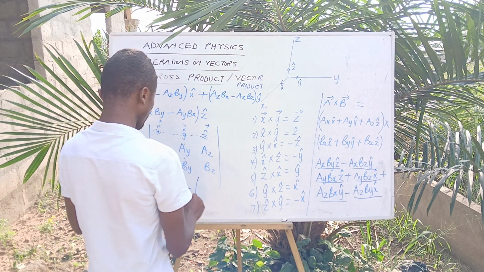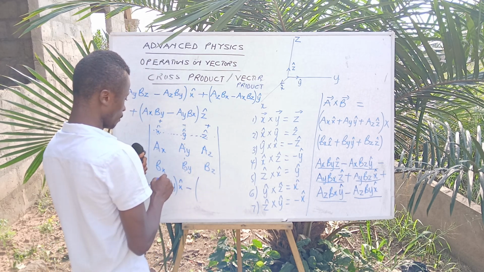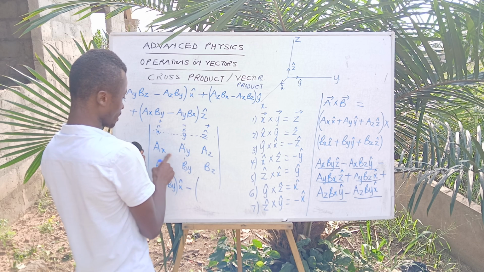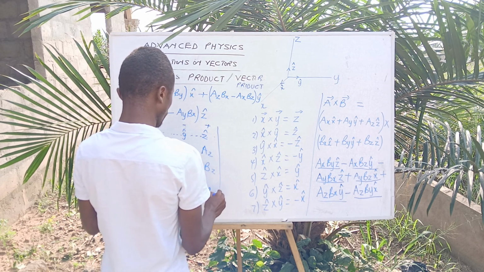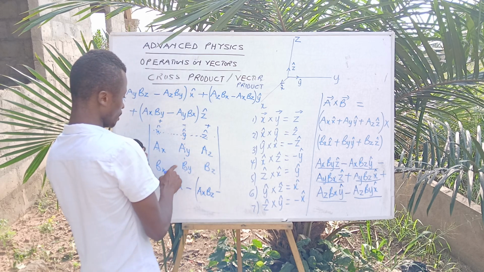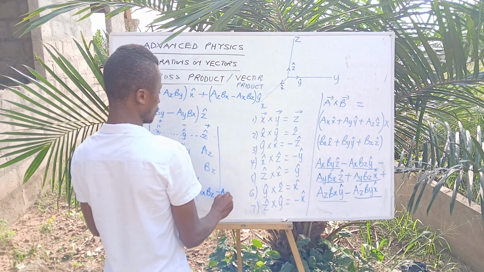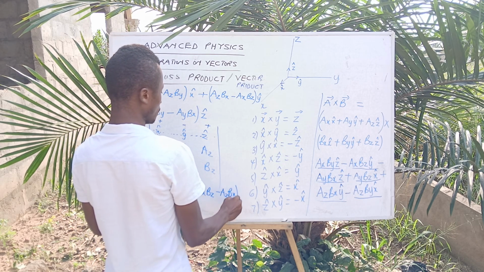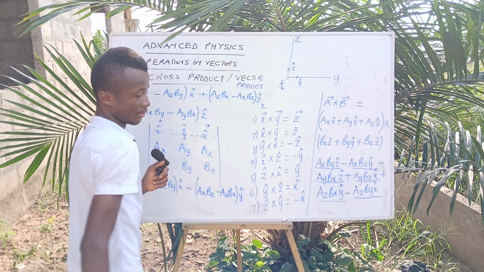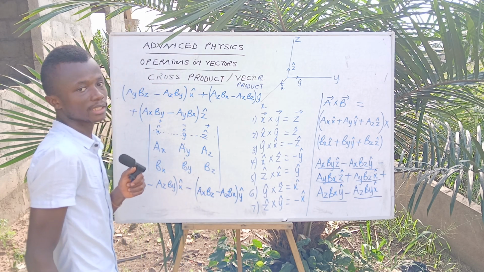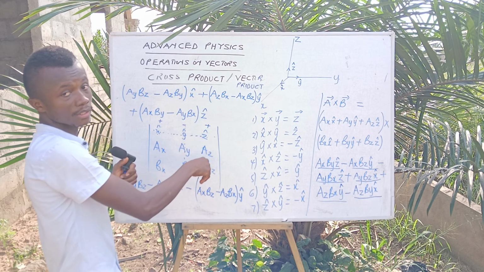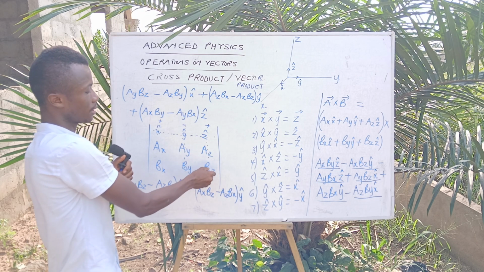Then we multiply the leading diagonal, which happens to be AX BZ minus AZ BX. Of course, this is in the y roof direction. The next multiplication is of course in the z roof. We cross that one out like so.